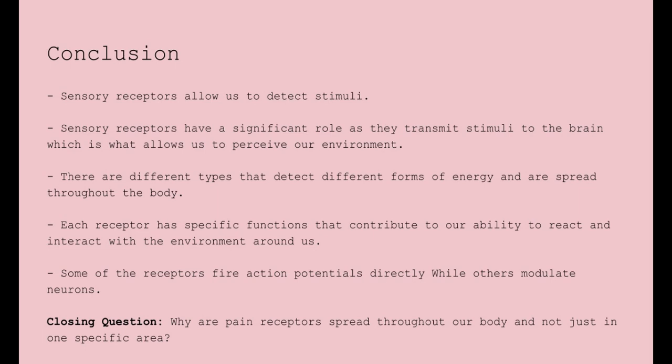We have some receptors like nociceptors that are spread throughout the body to ensure we can detect pain from any location, while others, such as photoreceptors, for example, are only found in our eyes, in our retina. Finally, some receptors fire action potentials directly, while others modulate neurons to pretty much send signals to the brain.